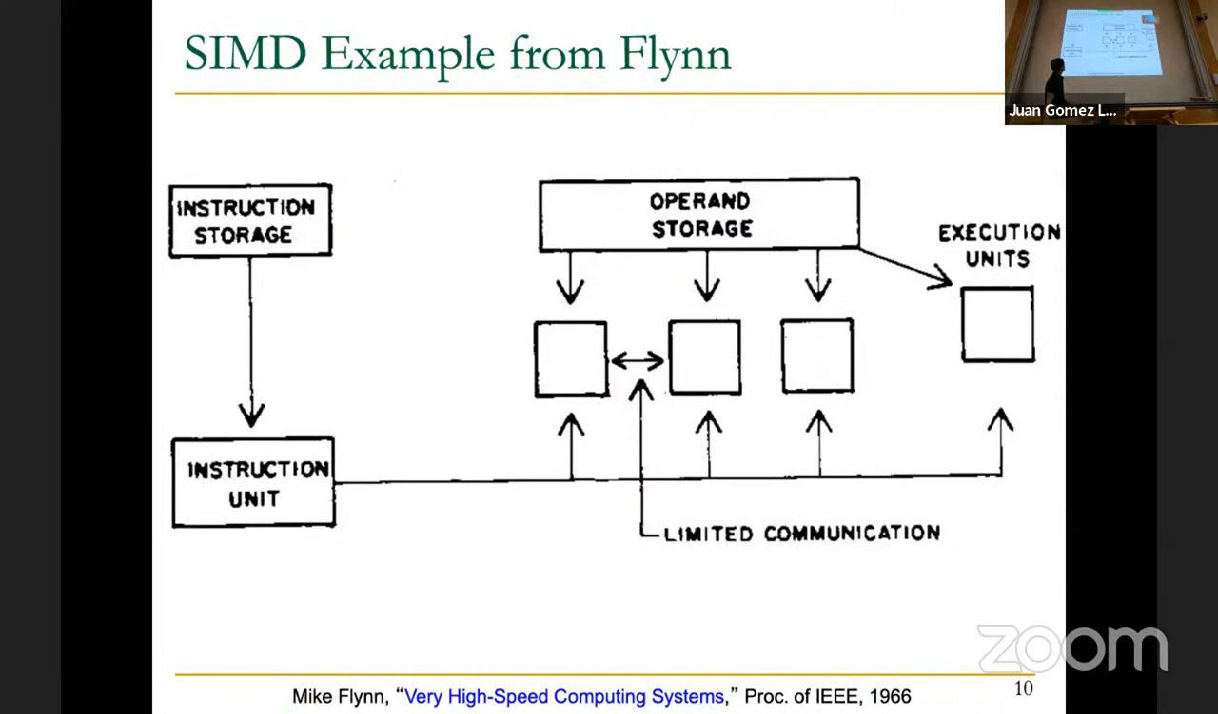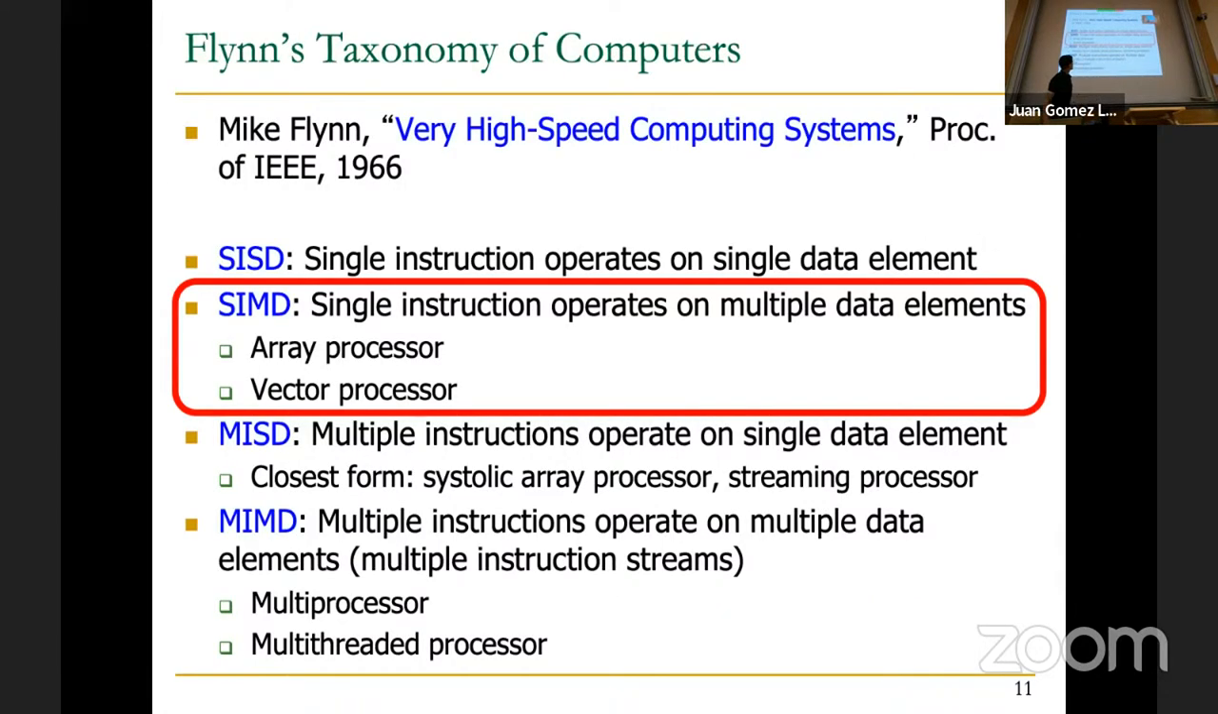And this is the example of a SIMD machine that Mike Flynn proposes. There is a single instruction unit because we are executing the same instruction. Observe how we are communicating the same instruction to all the execution units that are operating on different data elements accessed from this operand storage. And this is more or less the basic scheme of the type of processors that we are going to discuss today. So there we go.